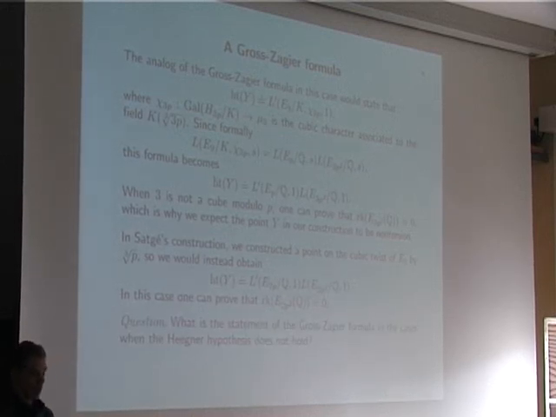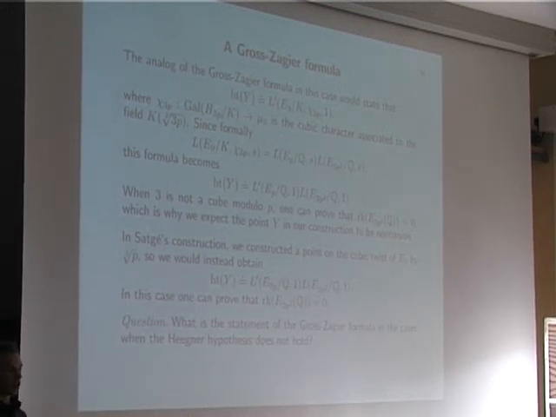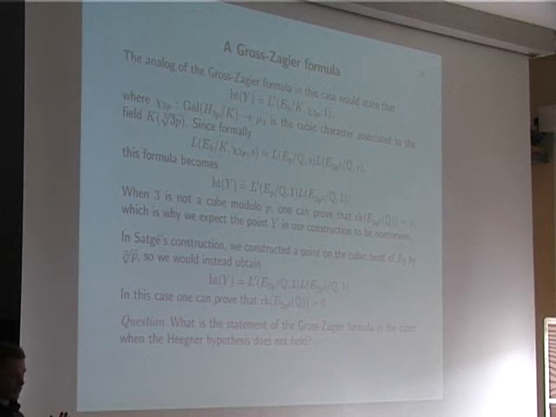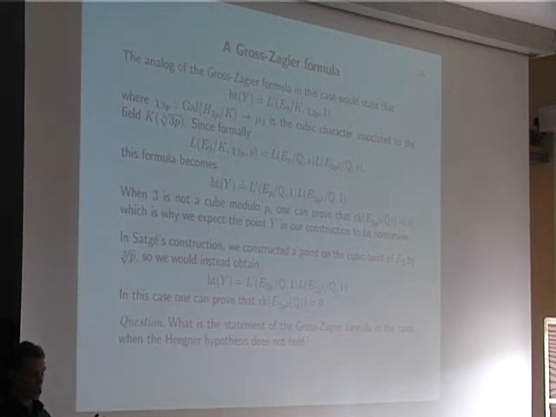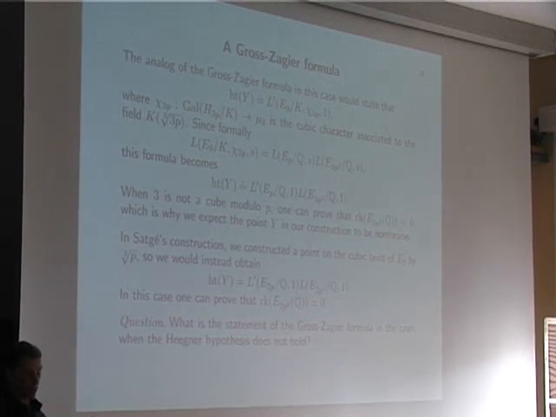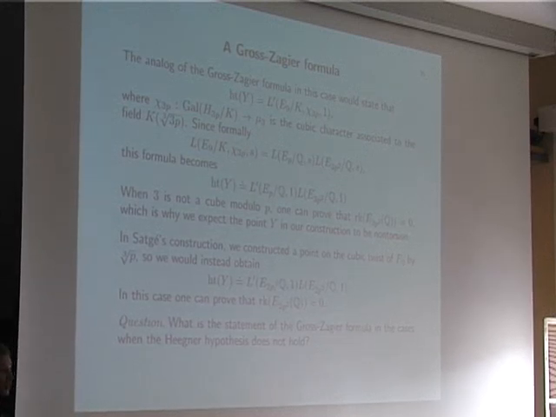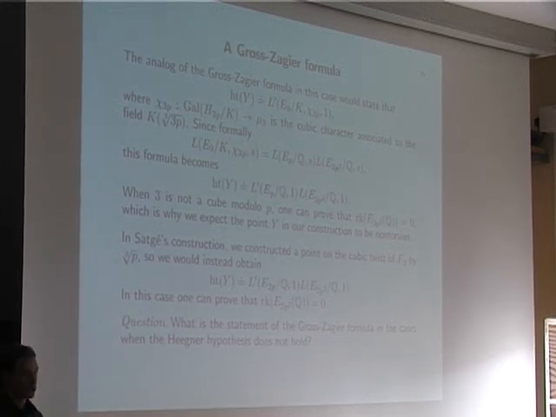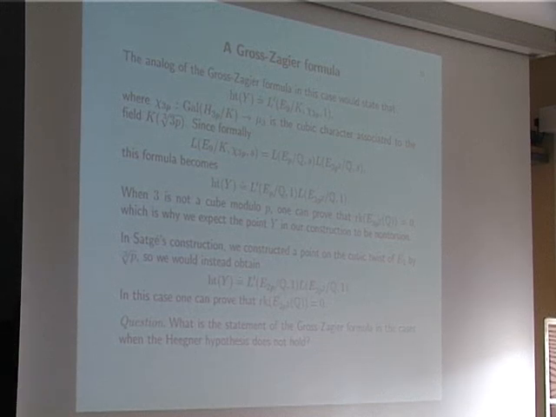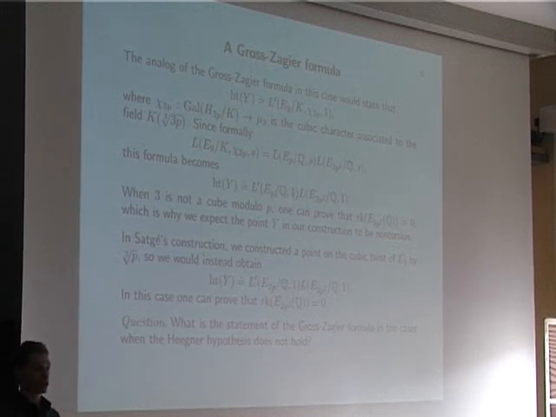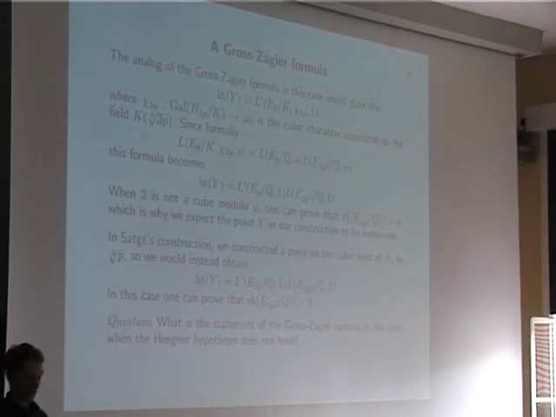Okay, so big question. This was all heuristic, I guess. What is the statement of the Gros-Sagier formula in the cases when the Heegner hypothesis does not hold? Gros-Sagier assumes that the conductor of the curve and the discriminant of the field are relatively prime, and they get a theorem. Here we really don't have that, but we still expect some kind of formula. And not only do we expect it, we really do have situations where it explains what's going on. So what is the statement?